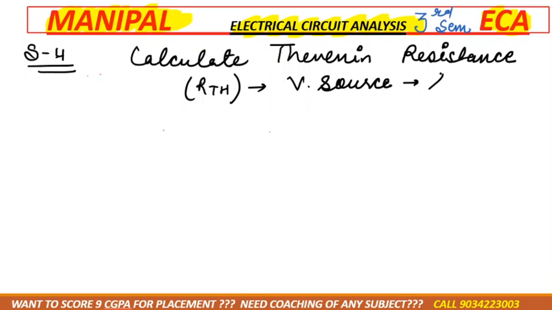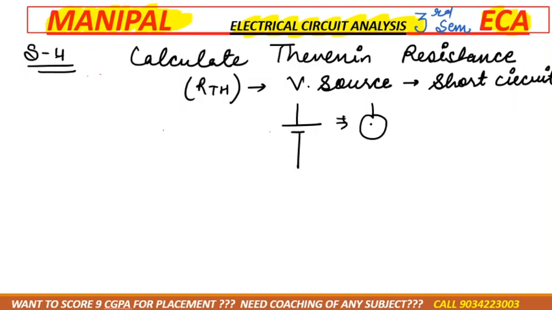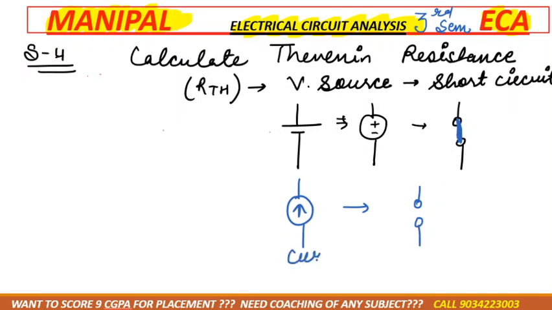The voltage source must be short circuited. Like if a voltage source is like this or like this, then it has to be short circuited. Short circuit means removing the voltage source and placing a plain wire across it. And if there is a current source, then in that case it would be open circuit. So for a current source, it would always be open circuit.